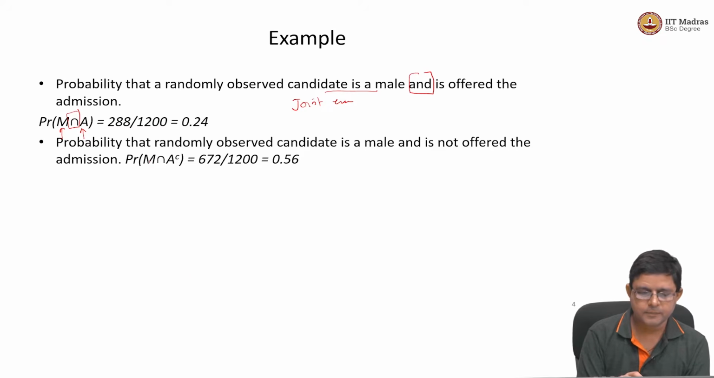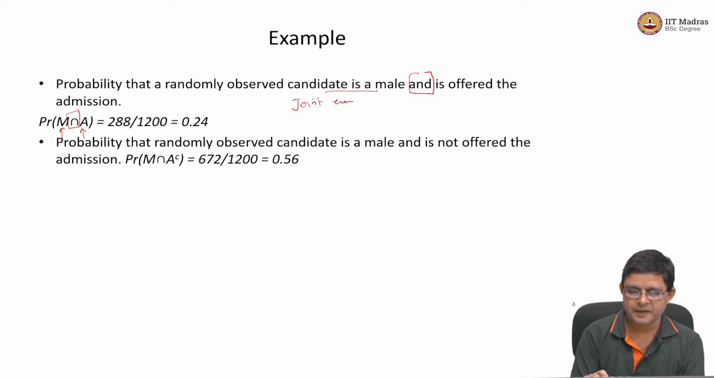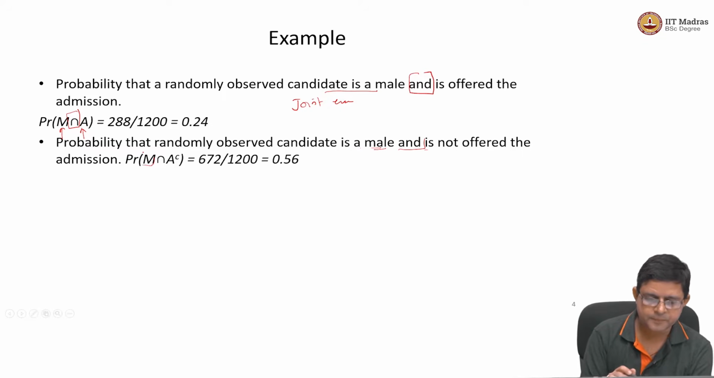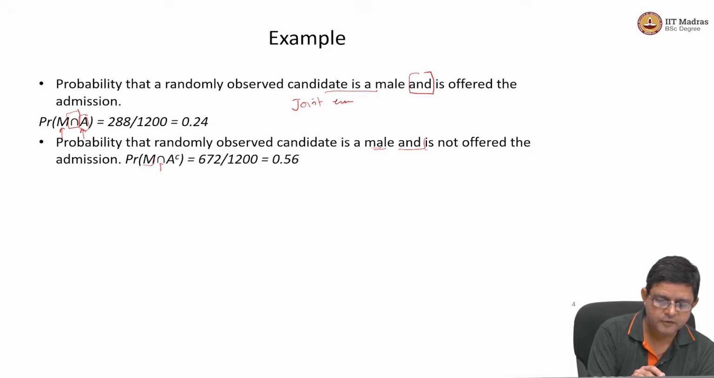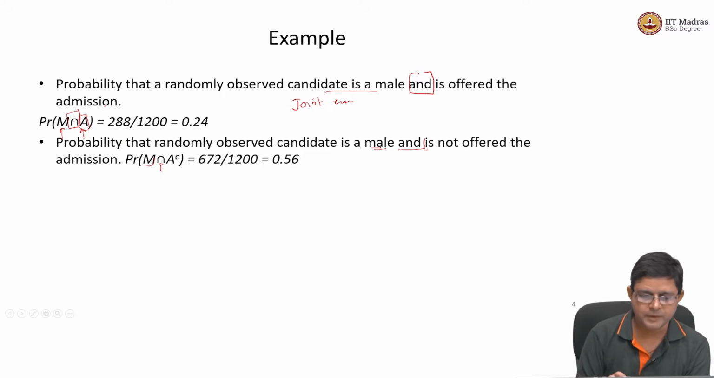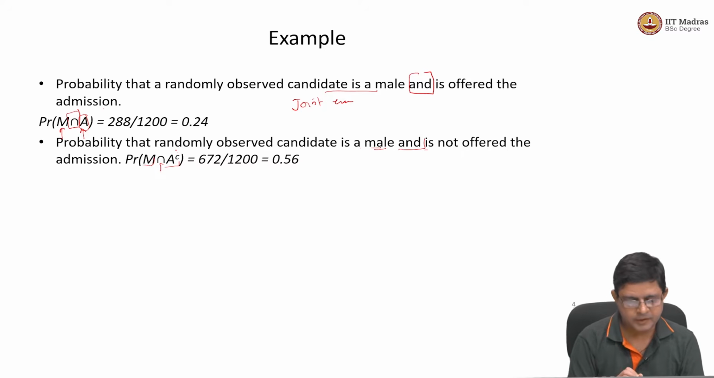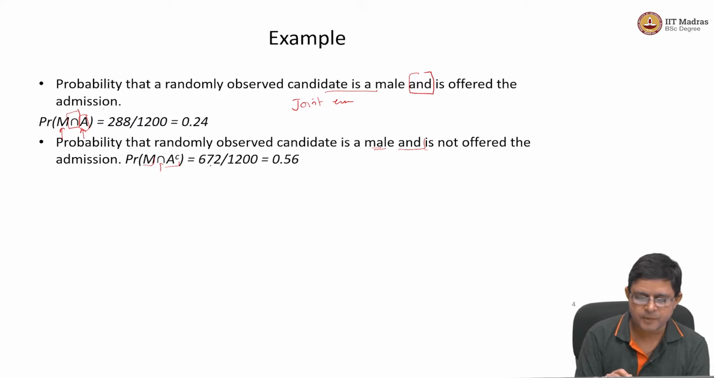Similarly, as I said, consider the joint probability that a randomly selected candidate is a male candidate and he is not offered admission. This is a combination of 2 events. The candidate is a male candidate, which is this event M, and the candidate is not offered admission. Just like you use the notation A for the event of admission being offered, you are going to use the notation A complement for the event that the admission offer was not made. This combination has a probability of 672 divided by 1200, which is 0.56.